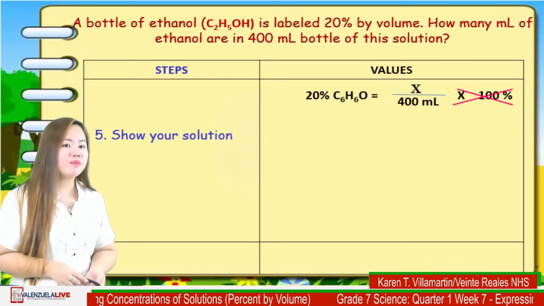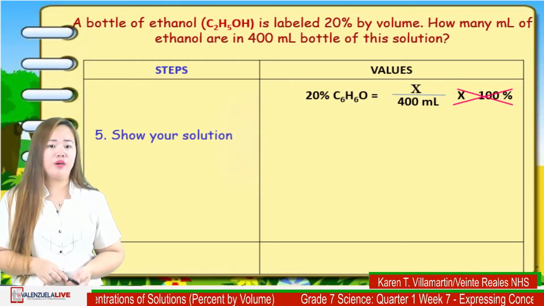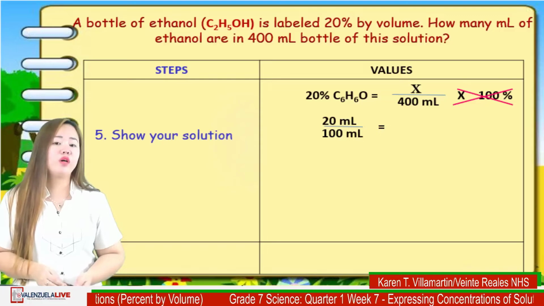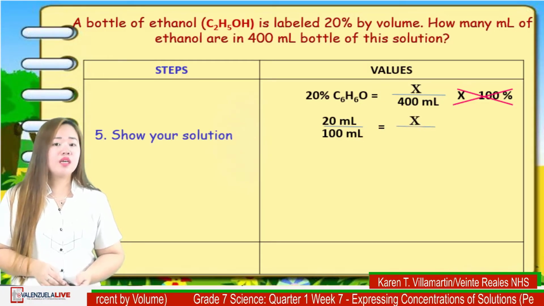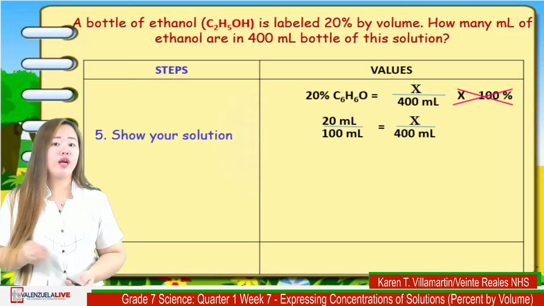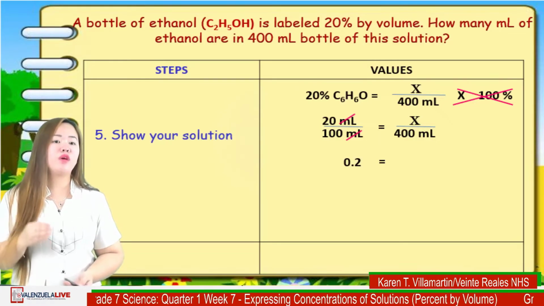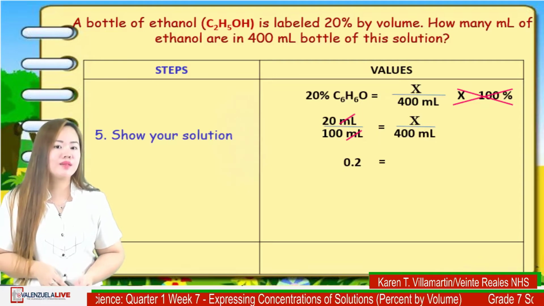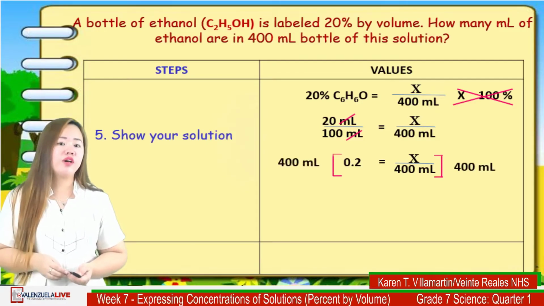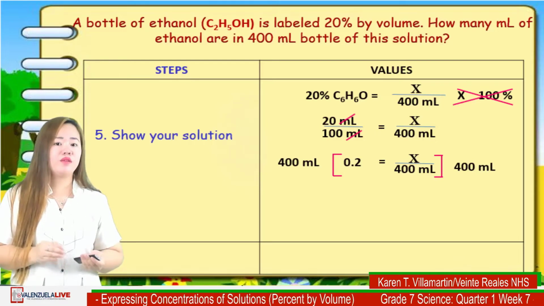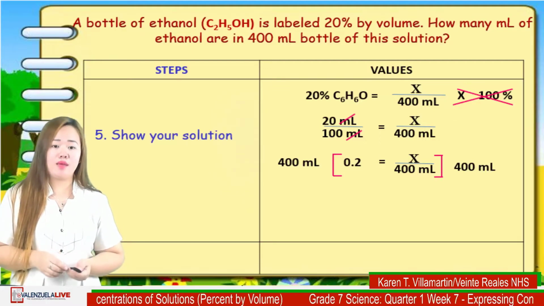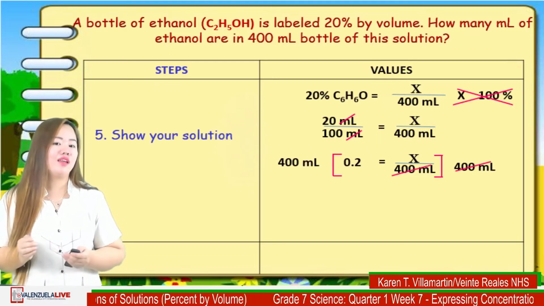Then, you remove this because it is not applicable anymore. So, 20% solution means there is 20 ml over 100% of solution. Then, just copy the values of the other side, X over 1 or 400. So, this becomes 0.2 and we cancel the units. And we copy again the same values of the other side. To get rid of 400 ml on the other side of the equation, we simply multiply both sides of this equation by 400 ml. So, cancel 400 ml.